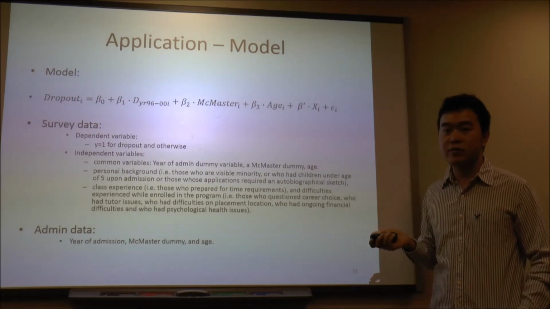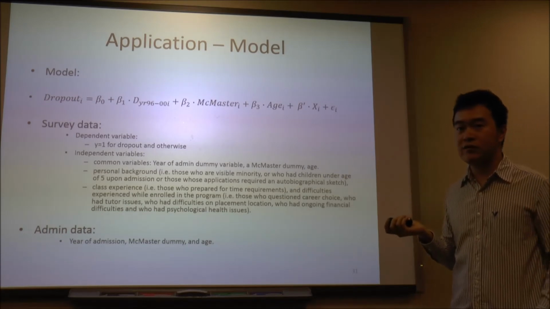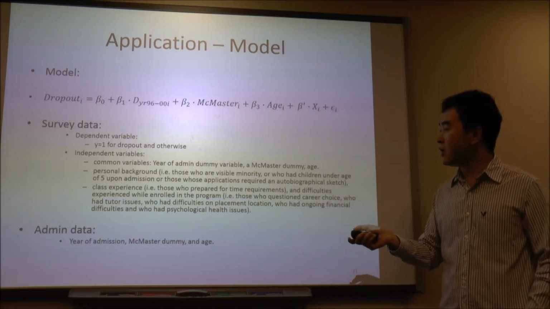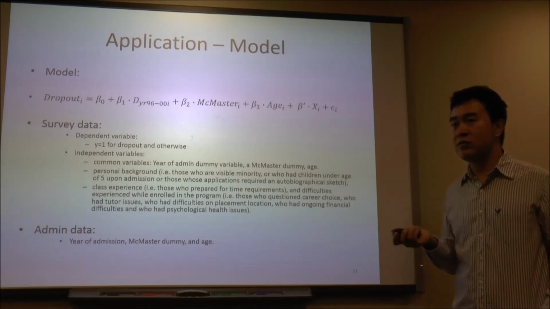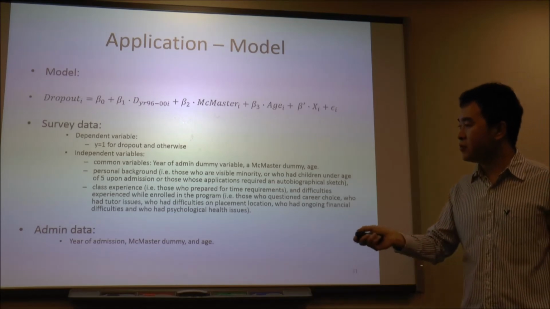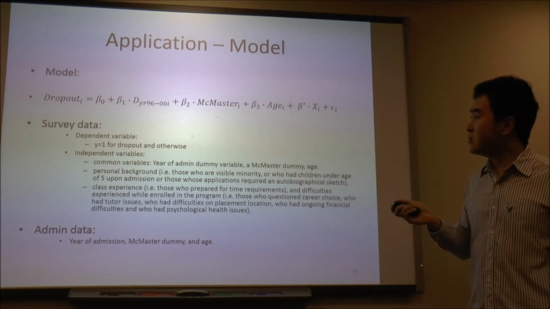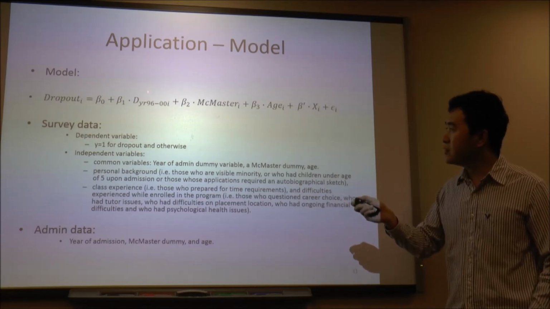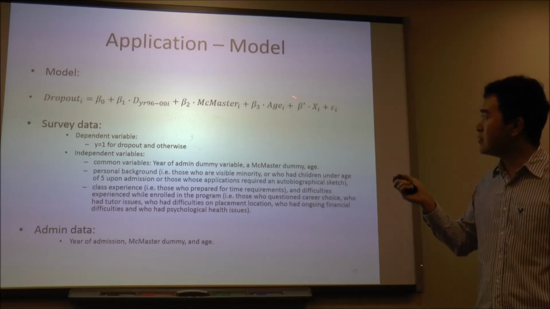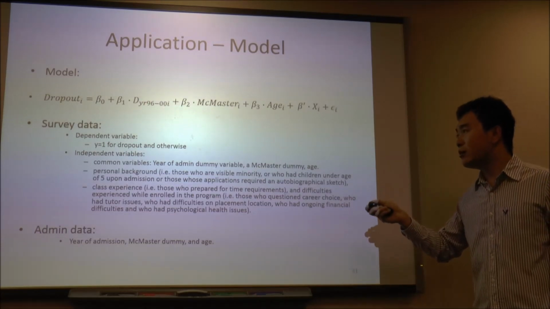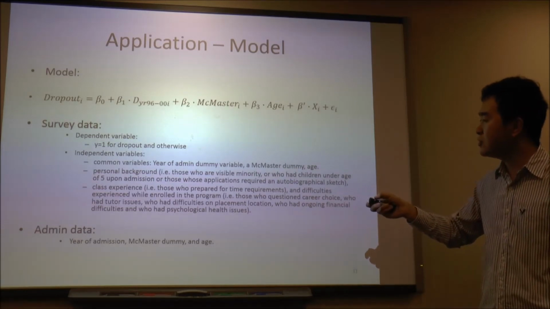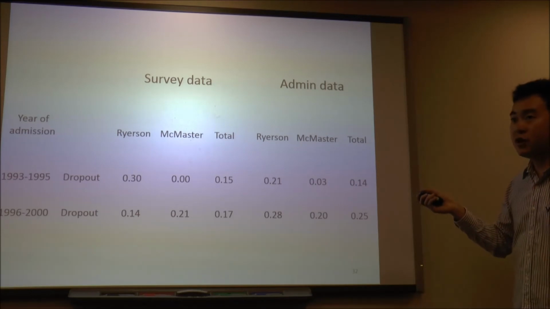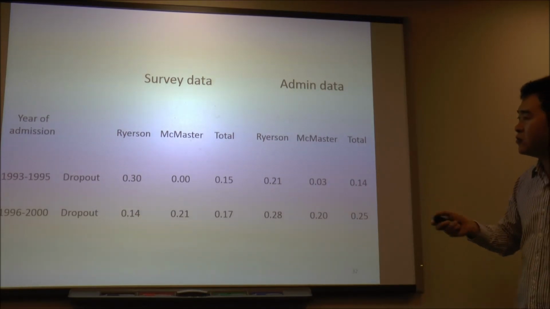The other variables include the person's background information, whether they're a visible minority, whether they have children, and also the class experience, the difficulty that they experienced during the program. And at the same time, again, we have access to the administrative data. The target is that we want to use Imbens and Hellerstein's generalized method of moments technique to reweight the survey data, to make the microeconometric estimation less biased, closer to the target population, which means everybody in the administrative data.